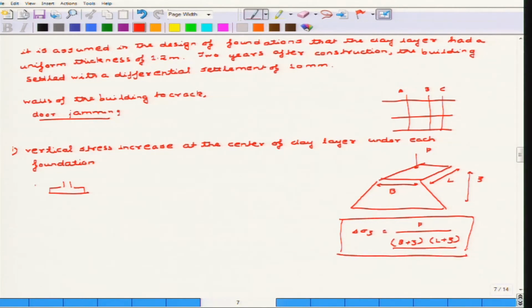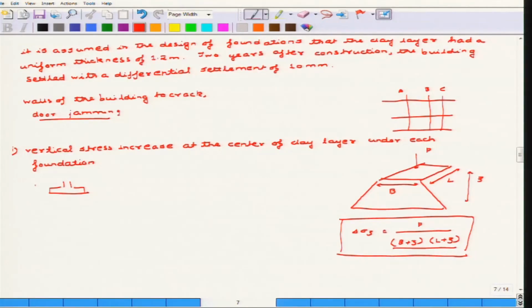In the general case you are not able to find out what the delta sigma Z is. In all the previous problems that we have discussed, we have either been given delta sigma Z or just an extra load imparted on the soil layer. But in this case it is a footing, and generally you are asked to find out the extra stress increase below a footing. If it is a rectangular or a square footing, this is the general formula for the extra stress imparted due to the load coming on the footing at a certain depth below.